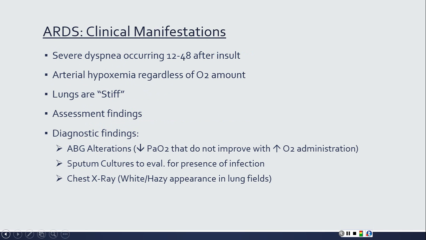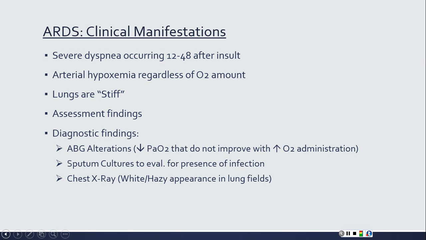All right, so in the manifestations you'll see severe dyspnea that occurs 12 to 48 hours after the insult, arterial hypoxemia regardless of oxygen amount. Okay, we keep giving them oxygen, bumping it up, keep bumping it up, and they keep getting progressively worse. The lungs are stiff. That's the whole decreased lung compliance issue.